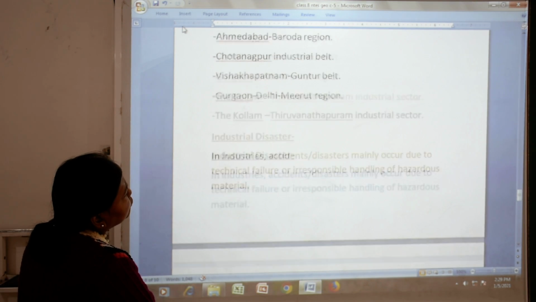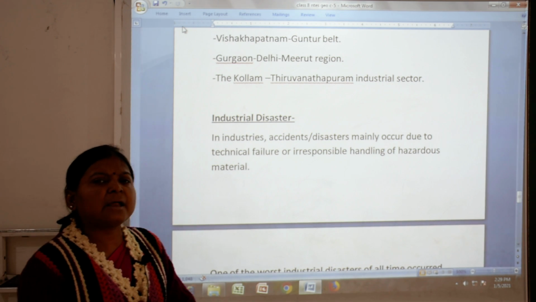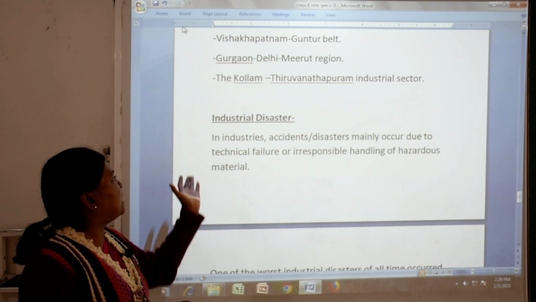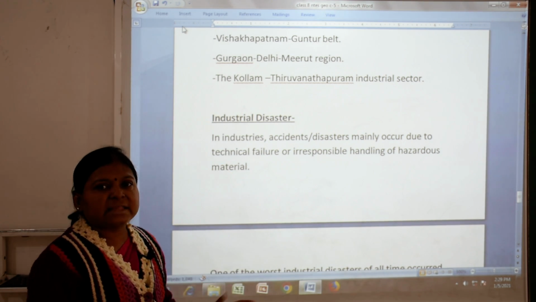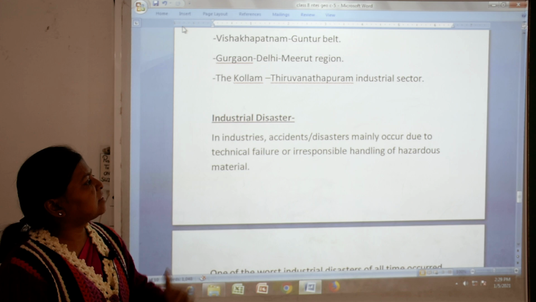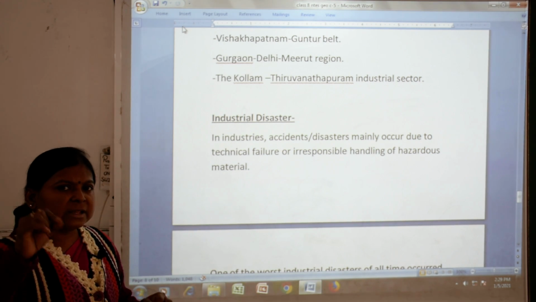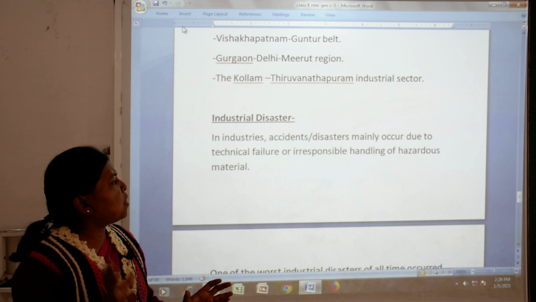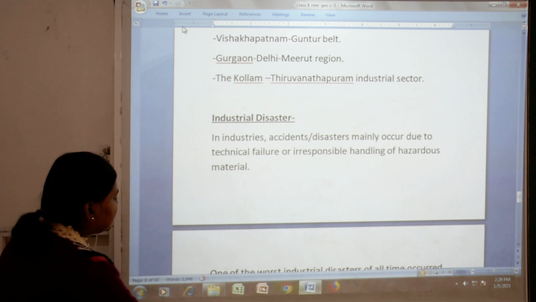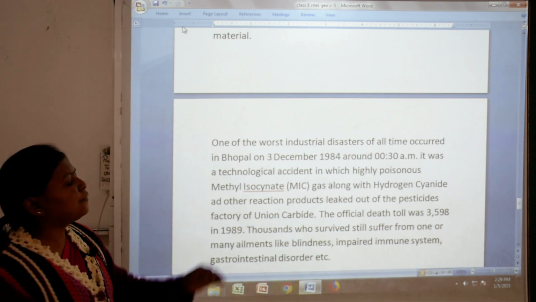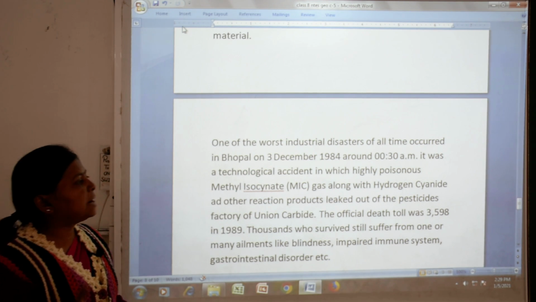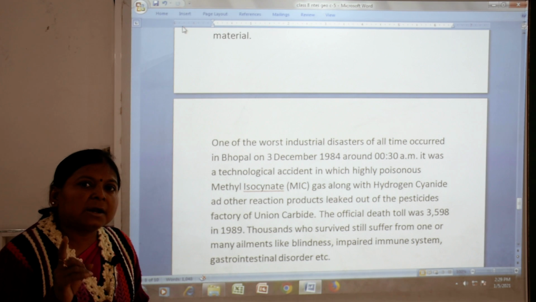Now you have seen there are so many industries, but sometimes some industries cause severe accidents that we call industrial disasters. See one example here. In industry, accidents or disasters mainly occur due to technical failure or irresponsible handling of hazardous materials. One of the worst industrial disasters of all time occurred in Bhopal on 3rd December 1984 around 12:30 am.